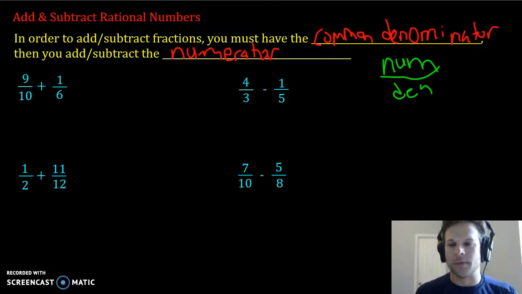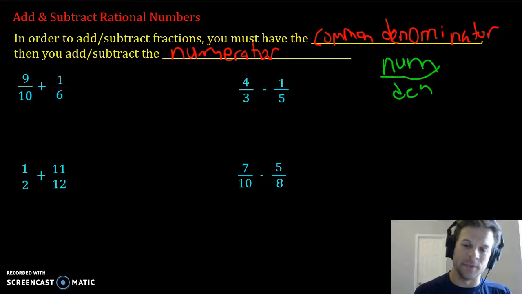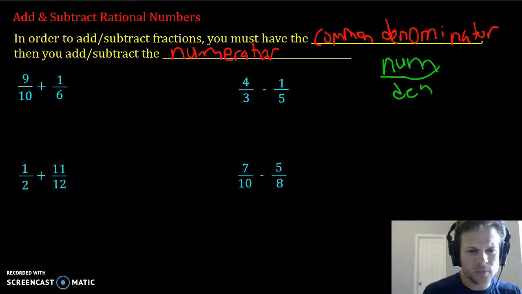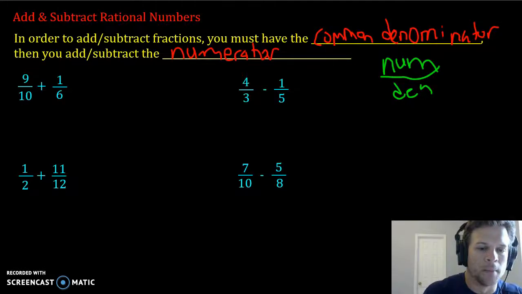So I'm going to show you a couple examples on how to make sure that you get common denominators if you don't already have them. These four examples right here, none of them have common denominators. So let's jump right into it. 9 over 10 plus 1 over 6. Our denominators right here are 10 and 6. And what we need to do is figure out our least common multiple of 6 and 10.